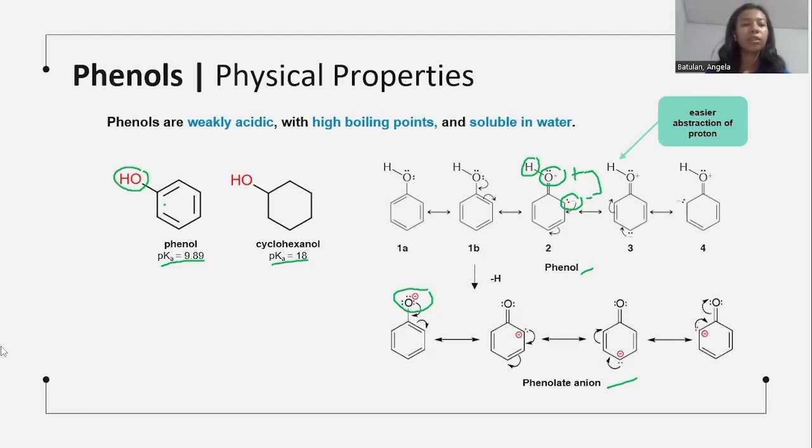So, second factor pala is yung s character. So, yung phenol natin is sp2 hybridized. Ito naman ay sp3 hybridized. So, the higher the s character, since sp2 ito, mas mataas yung s character, the more acidic yung molecule natin.